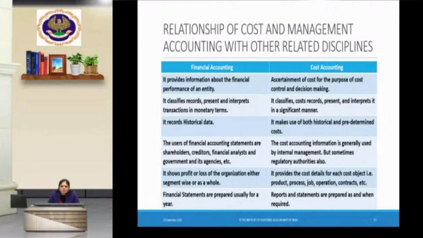All right. Financial accounting shows profit or loss of the organization, either segment-wise or as a whole. Right. Cost accounting provides cost details for each cost object. So cost accounting gives the details of cost for every product or process or job or contract or service or operation, anything. But in financial accounting, we calculate the profit for the whole organization. In financial accounting, financial statements are prepared usually for a year, but cost accounting reports and statements and records, basically we can make anytime.